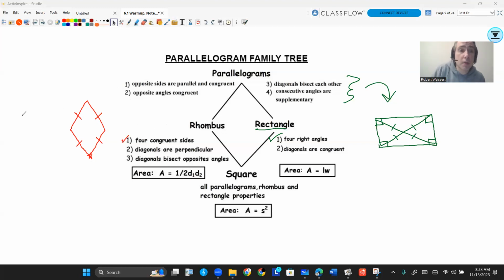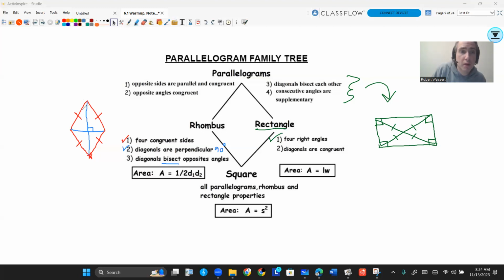The diagonals are going to be perpendicular. Perpendicular means they cross at 90 degrees. So if I were to make two diagonals, they would form a right angle in the middle. And then finally, the diagonals bisect each other, but they don't necessarily equal each other like in a rectangle, but they do bisect opposite angles.